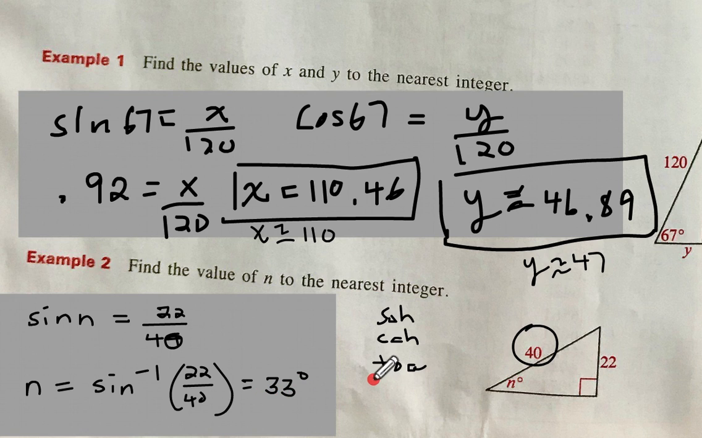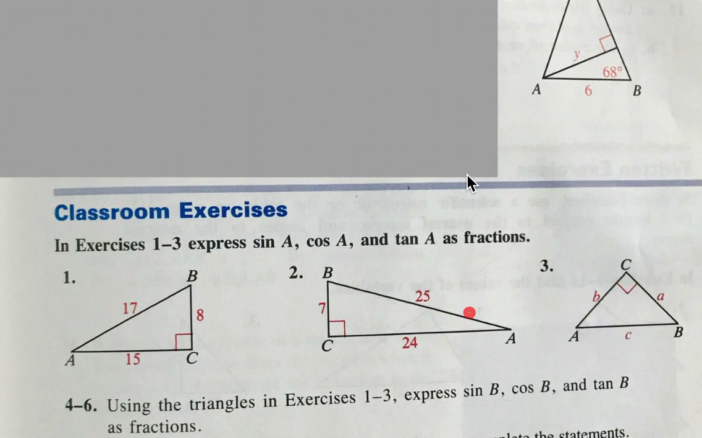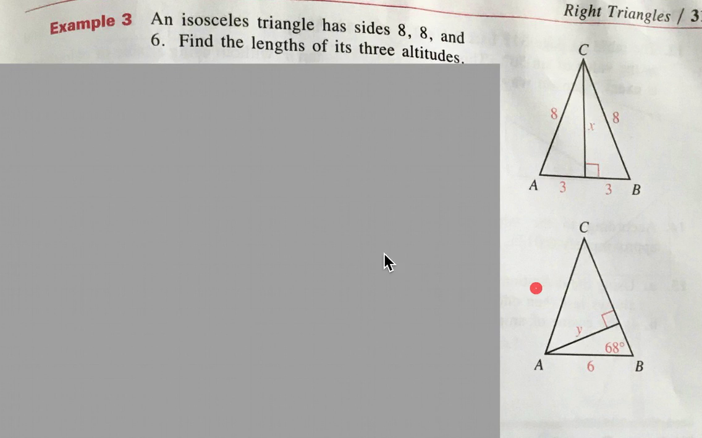Isn't that fun? Okay, there's one more example, and then we'll look at the practice problems. So this one says an isosceles triangle has sides 8, 8, and 6. Find the lengths of its 3 altitudes. Yikes. Okay.